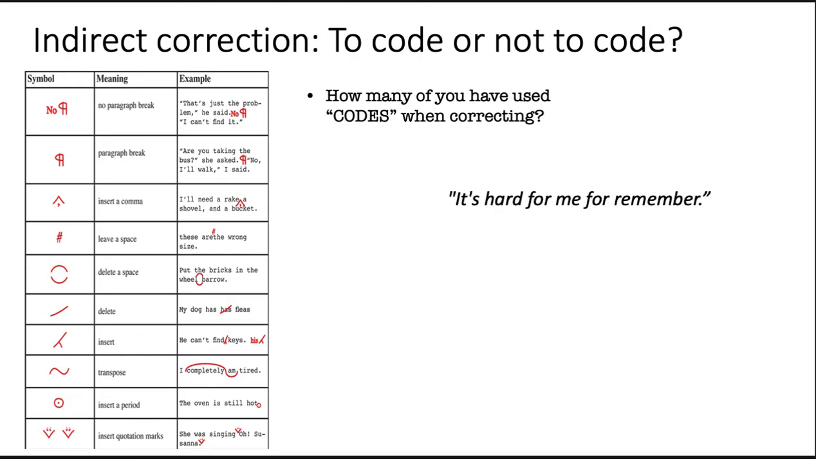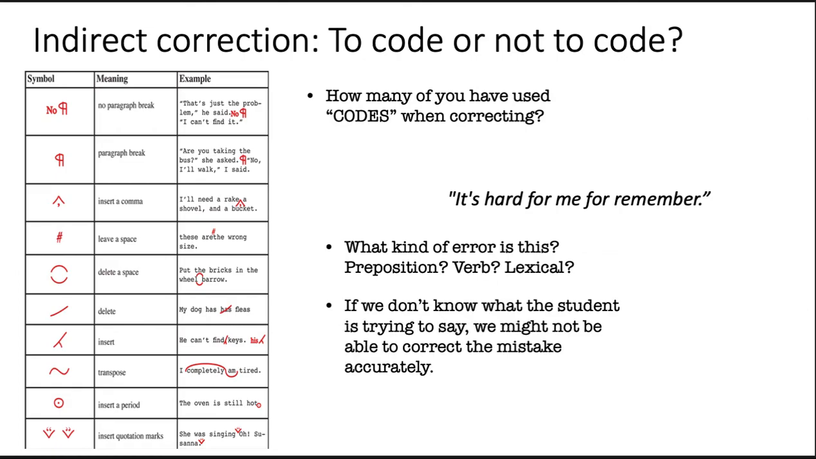So for example, have a look at this mistake. "It's hard for me for remember." What kind of error is this? Is it a problem with the preposition? With the verb? Is it lexical? If we don't know what the student is trying to say, we may not be able to correct the mistake accurately. Trying to use meta-language to explain it to the student is also really difficult.